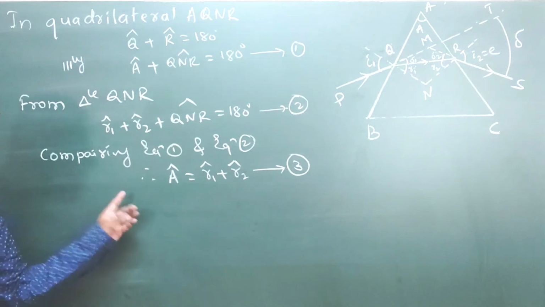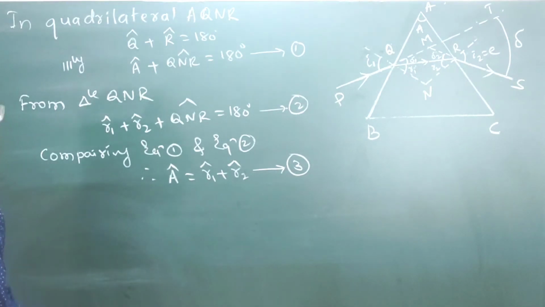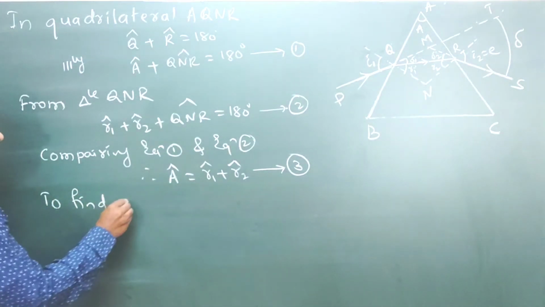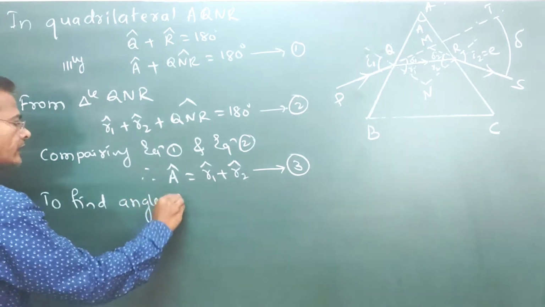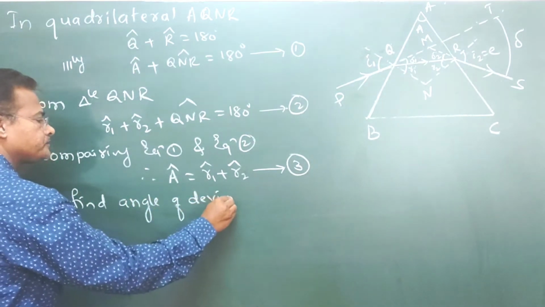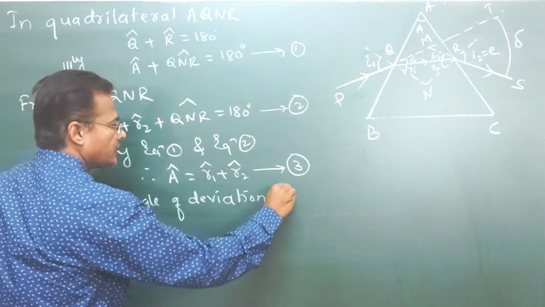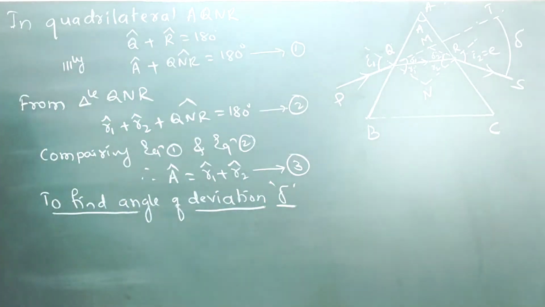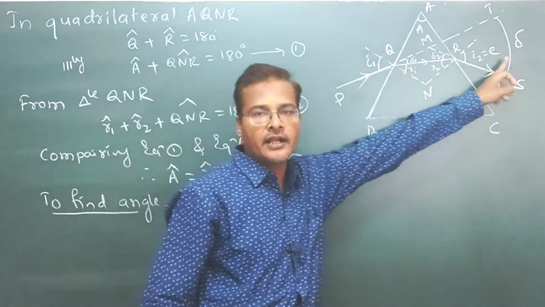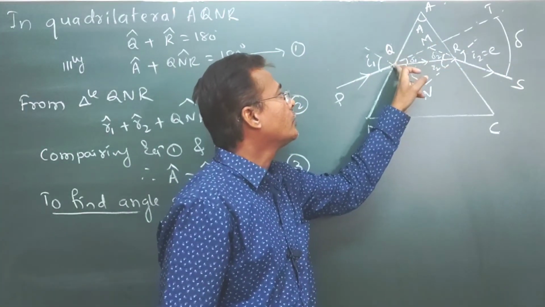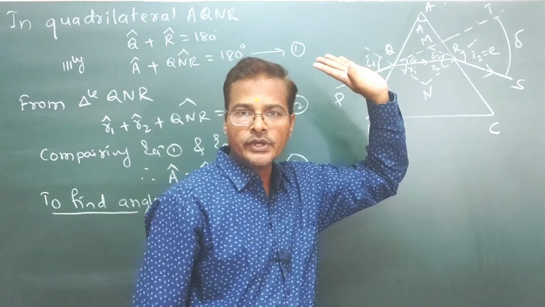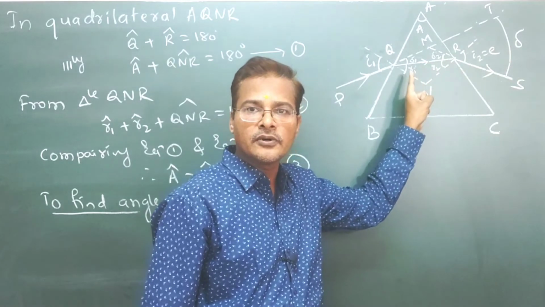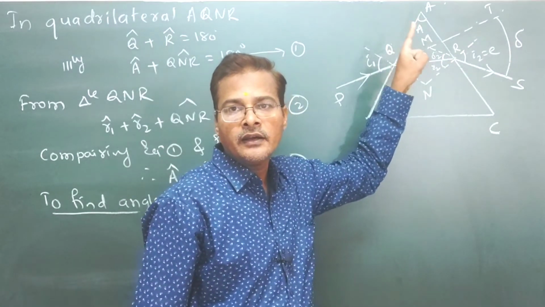Okay. So now this is the angle of incidence we have got. Now we are going to calculate the angle of deviation. To find the angle of deviation, delta: delta is the exterior angle of triangle QMR. That exterior angle is equal to the sum of two interior angles of a triangle.